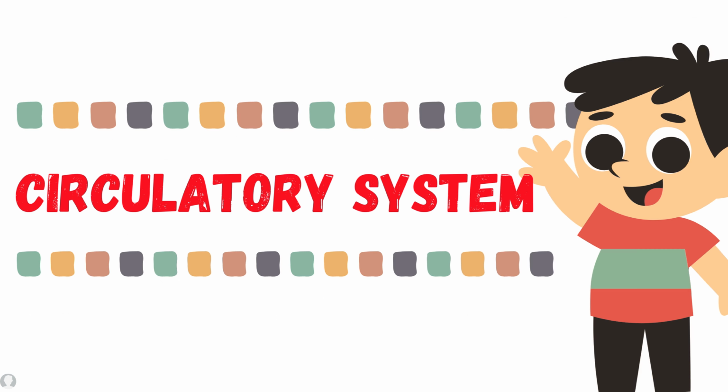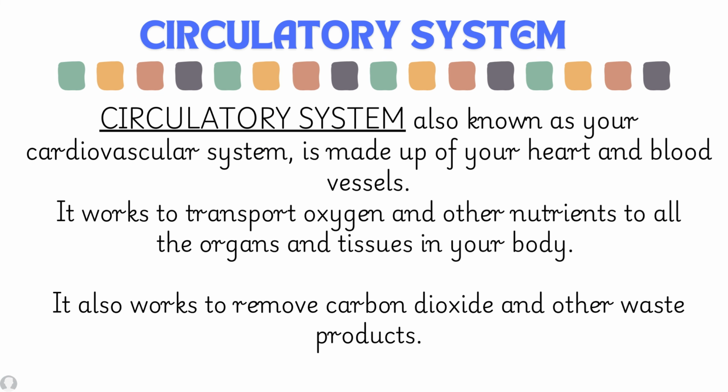This time, let's have the circulatory system. Circulatory system is also known as your cardiovascular system. It is made up of your heart and blood vessels. It works to transport oxygen and other nutrients to all the organs and tissues in your body. It also works to remove carbon dioxide and other waste products.